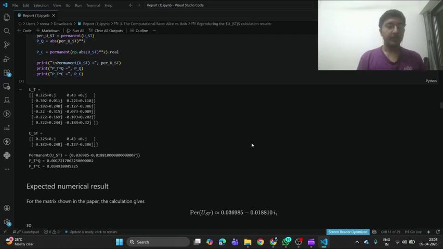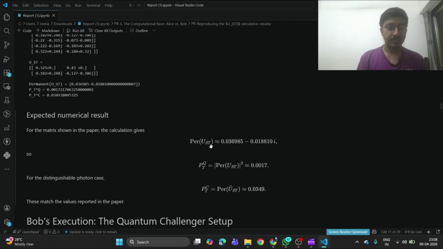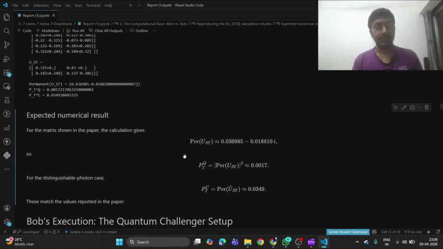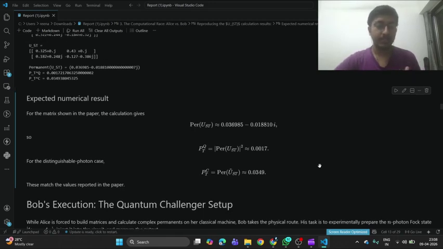To get the final probability, we take the permanent of this matrix UST and then square it to get the probability for the quantum case, and for the probability of the classical case, we square each element of this matrix UST and then take the permanent. As we can see, the probability for quantum case was 0.0017, and for the classical case it was 0.0349. These results match perfectly with those given in the paper, thus verifying the correctness of our code.